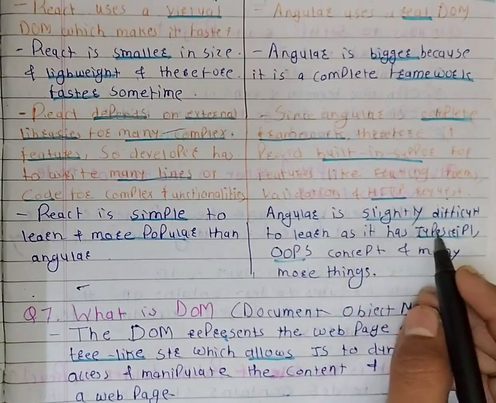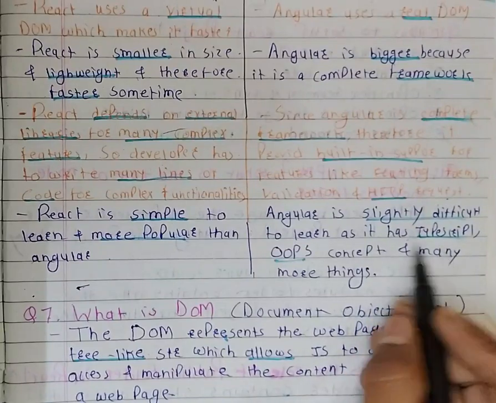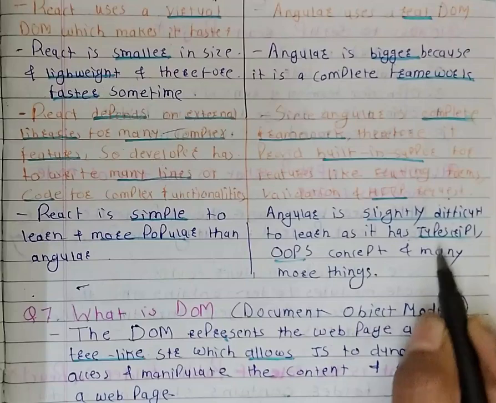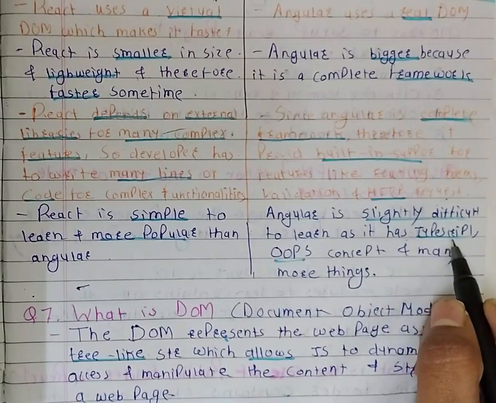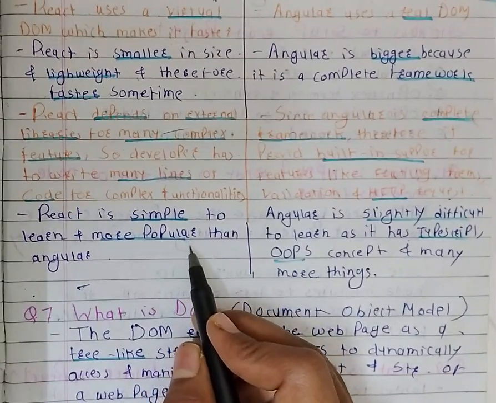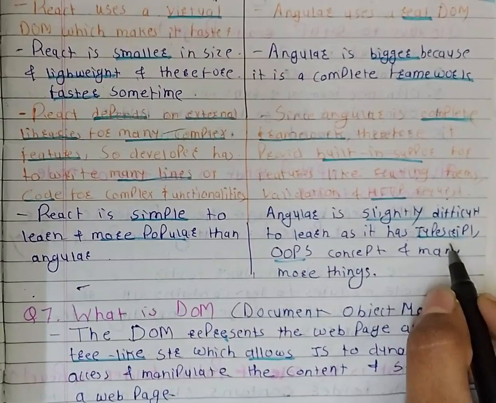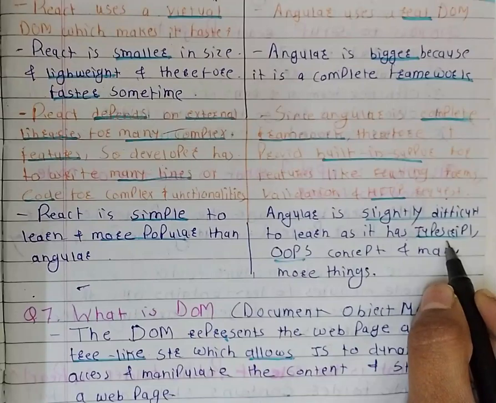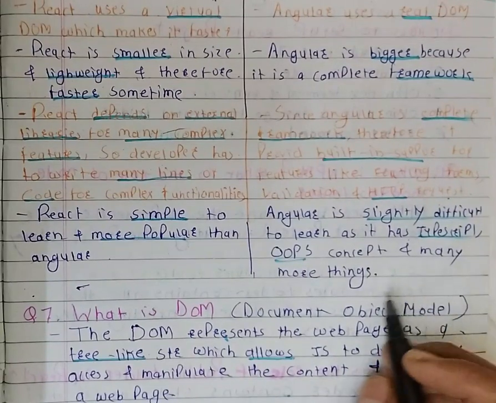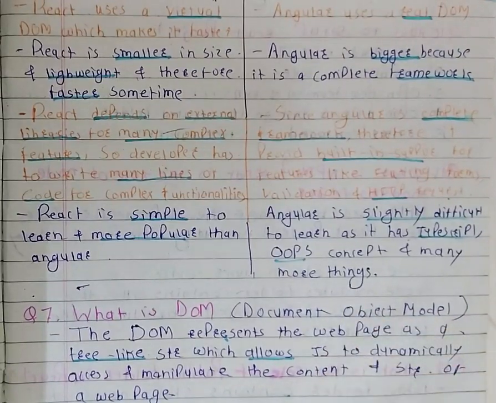Then Angular is slightly difficult to learn as it has TypeScript. Angular is slightly difficult because it requires TypeScript. In React we may use JavaScript or TypeScript according to our convenience, but in Angular we have to strictly write TypeScript. Then the OOPS concept and many more things are there in Angular.